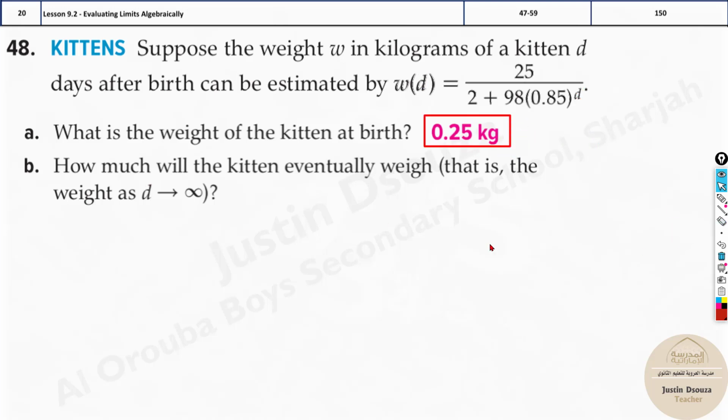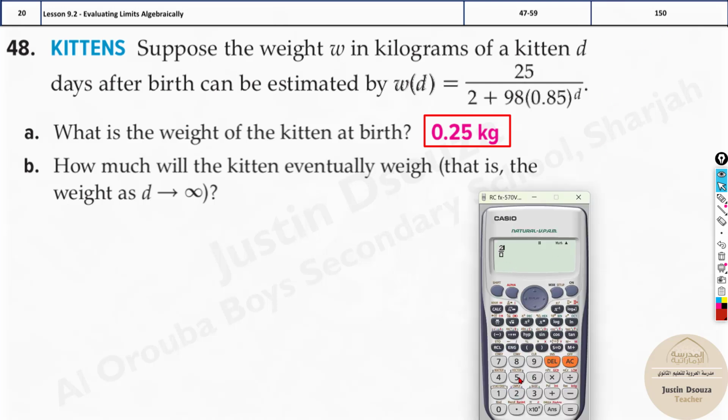Now, how much will the kitten eventually weigh? That is the weight as d tends to infinity. So what happens is in cats or dogs, generally after they grow for a particular size, their weight remains constant. I mean, here and there some grams might vary, but the maximum weight of each breed of species is found out, right? So just put over here infinity. So you can just check it in the calculator. I'll just do this in the calculator now.